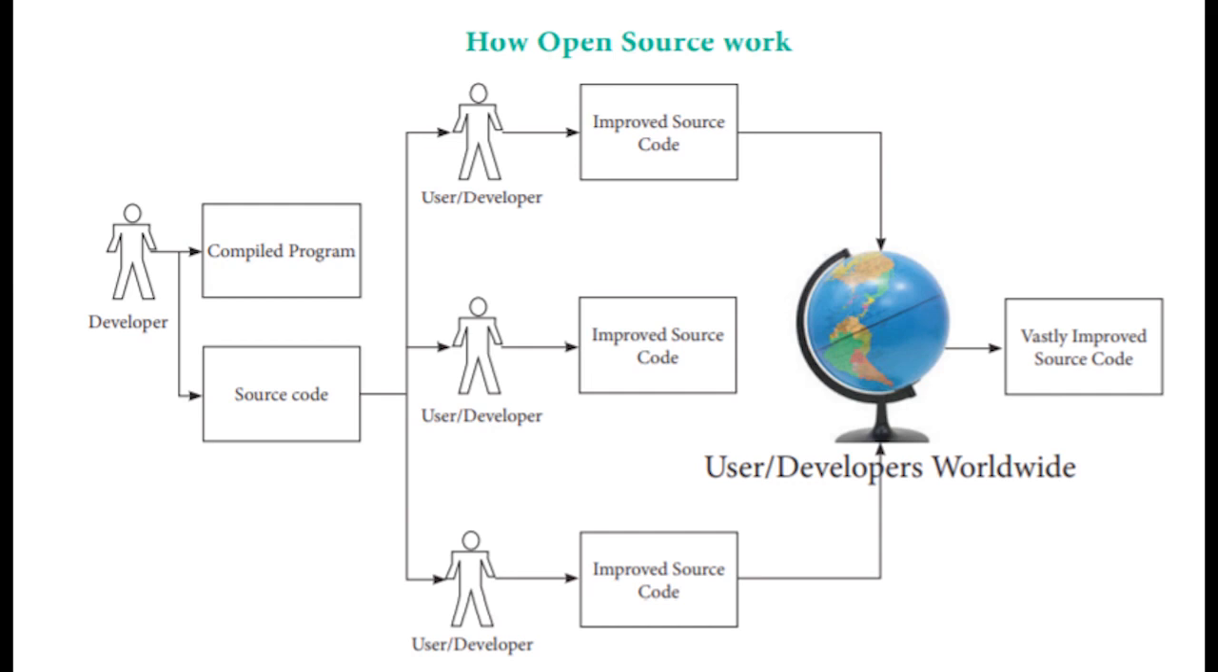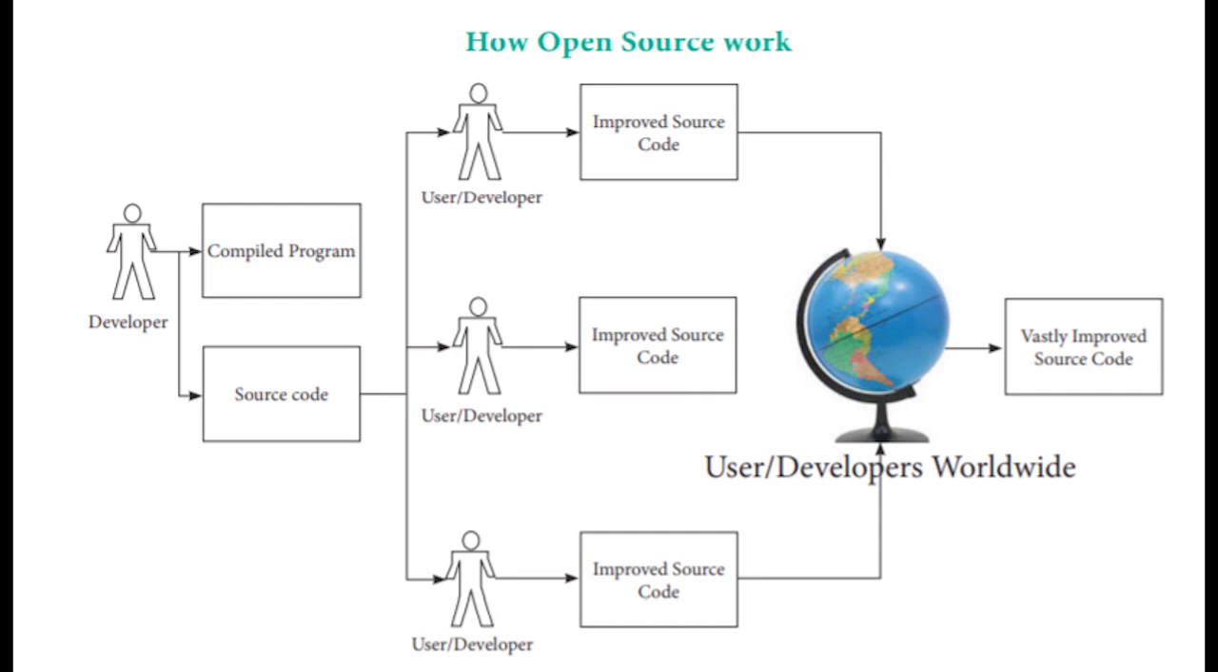They will be modifying and adding to that software, and they will have the improved source code, right? And this improved source code will come together as a worldwide one for users or developers. So this is vastly improved source code. That means all this improved source code will come together, and it will have a great improvement, right? That's what they have mentioned here in this image, how open source works.